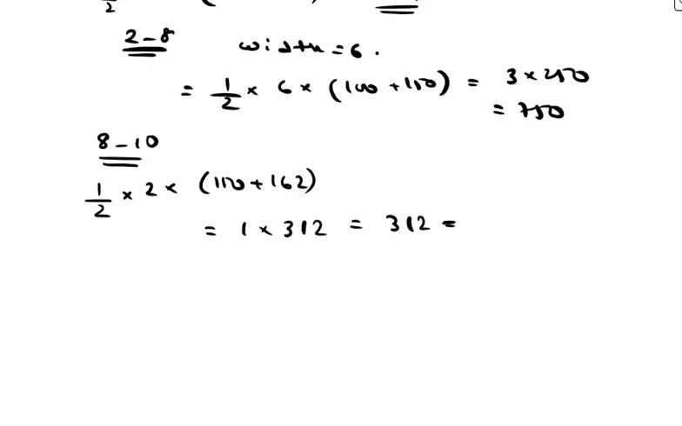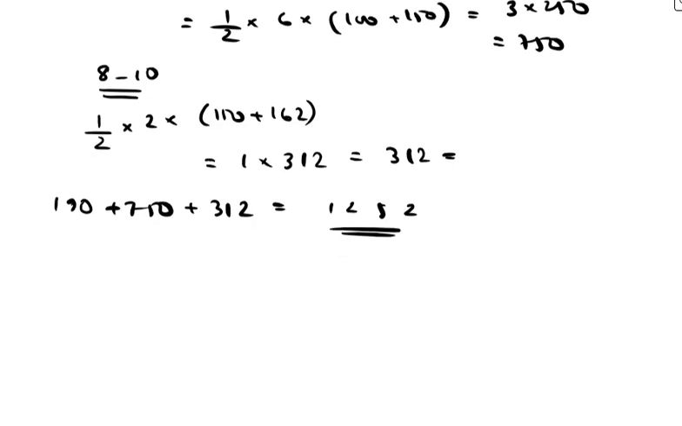Now add everything. So we get 190 + 750 + 312, that is 1252. So the final answer for part C will be 1252 words. So the student reads approximately 1252 words in 10 minutes.